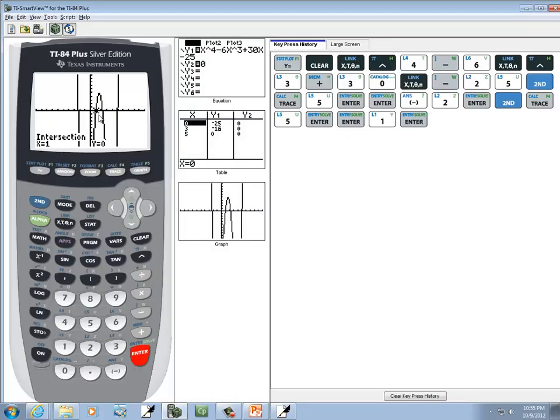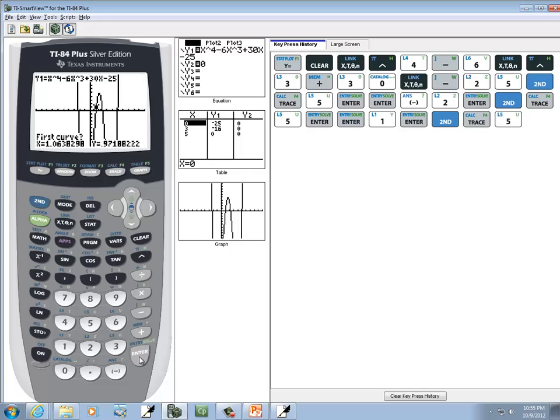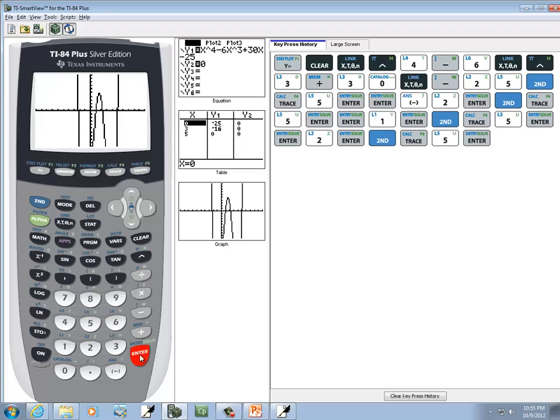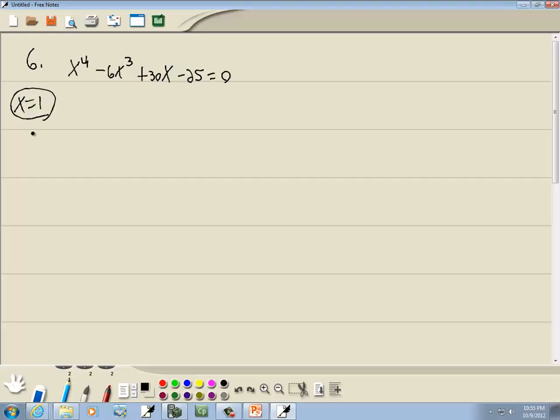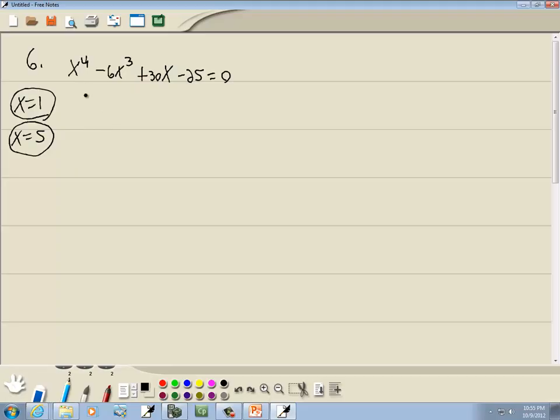Next one looks like maybe 2. So let me do second trace. Choose intersect. Enter on first curve, enter on second curve. I'll put 2 in for the guess. That doesn't look good. That doesn't look like it changed to a fraction. So let's find the next one. Looks like 5 or 6. So I do second trace. Choose intersect. Enter on first curve, enter on second curve, and we put 5 in for the guess. And it comes back and tells us x equals 5. Okay, now that looks like all we can get out of that. We needed 4 answers. We only got 2, but we know how to do that.